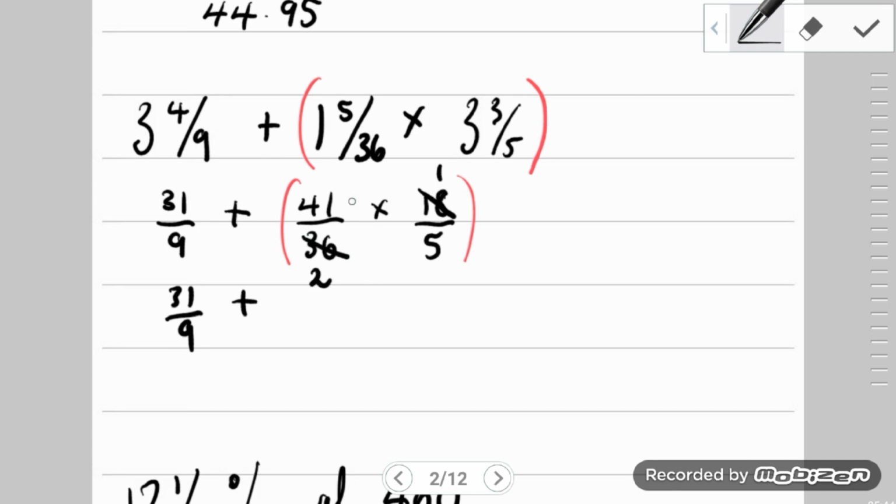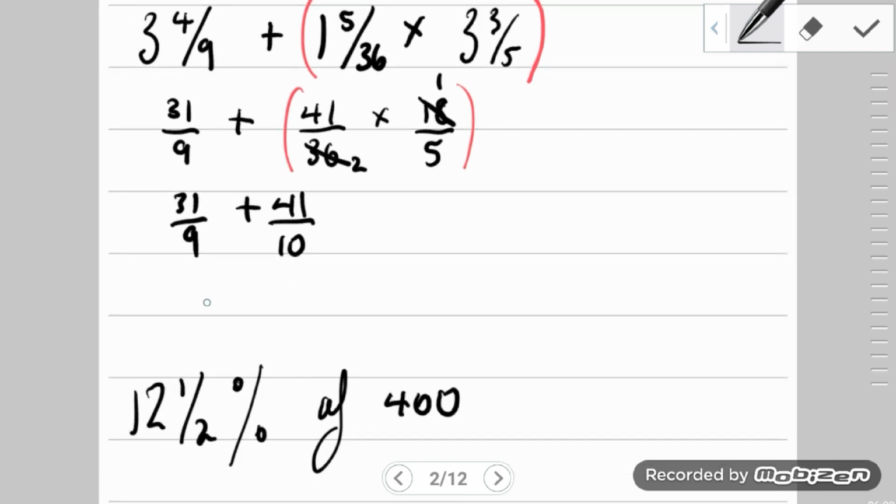So there is nothing else to reduce. We're going to be left with a result of 41. That's going to be 41 times 1, that's 41. And that is going to be over 2 times 5, which is 10. All right, let's just get that 2 out of the way here. That's 2 here. All right, and then we proceed now.